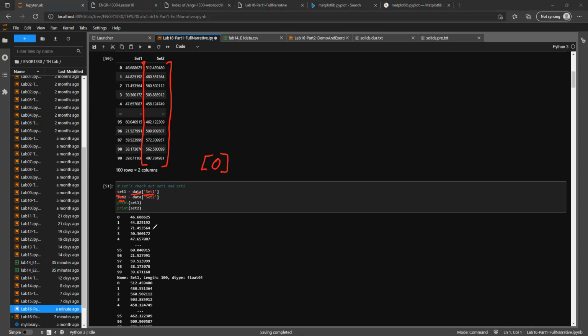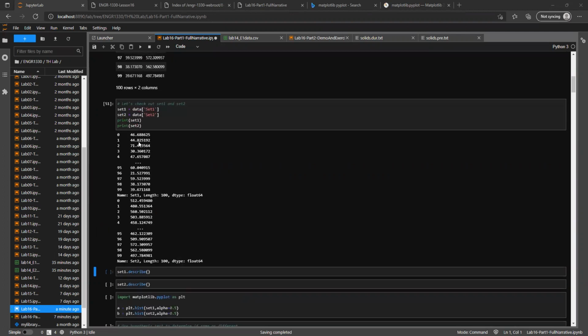Now we're using the built-in functionality that when you print out a series, it'll give you the first 5 and the last 5 because we don't want all 100. We could change that. I forget the exact argument, but we could print the entire thing out if we wanted to. Usually don't.